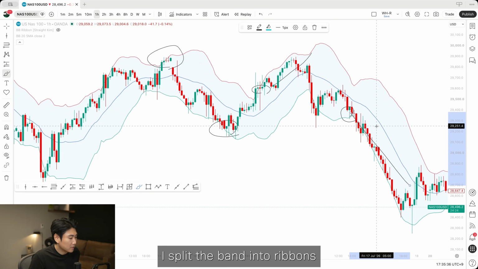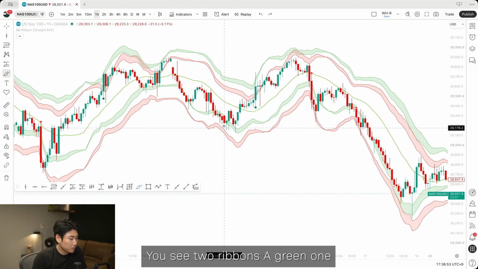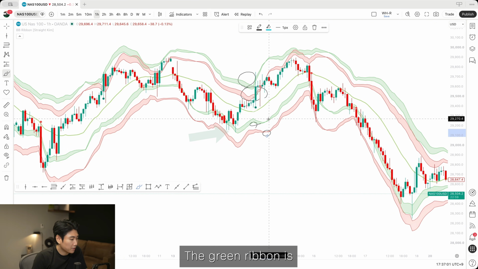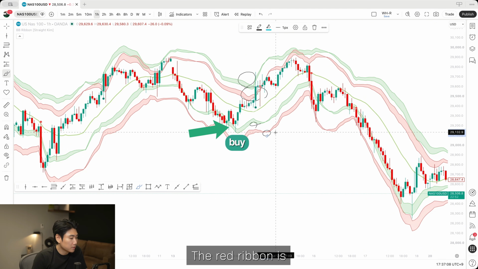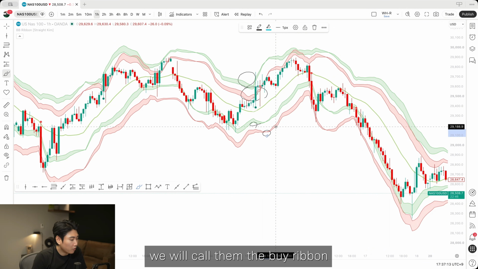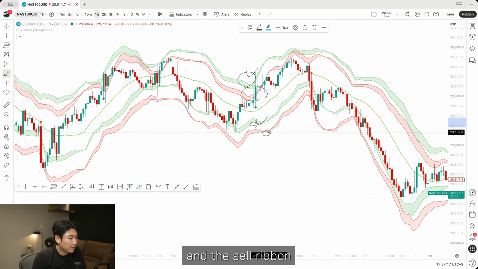That is why I split the band into ribbons. You see 2 ribbons, a green one and a red one. The green ribbon is where you look for buys. The red ribbon is where you look for shorts. Moving forward, we will call them the buy ribbon and the sell ribbon.